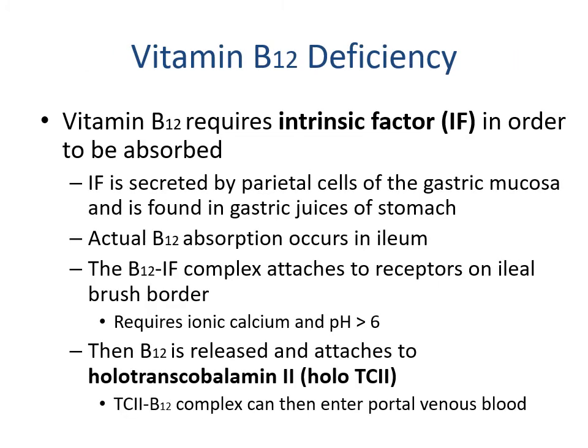So switching from folic acid to vitamin B12 deficiency, vitamin B12 requires intrinsic factor in order to be absorbed. Intrinsic factor is secreted by parietal cells of the gastric mucosa and is found in gastric juices of the stomach. The actual B12 absorption, though, will occur later in the ileum. Now, the B12 intrinsic factor complex attaches to receptors on the ileal brush border, and this requires ionic calcium and a pH greater than 6. Then B12 is released and attaches to holotranscobalamin 2, or holo-TC2. The TC2 B12 complex can then enter portal venous blood.